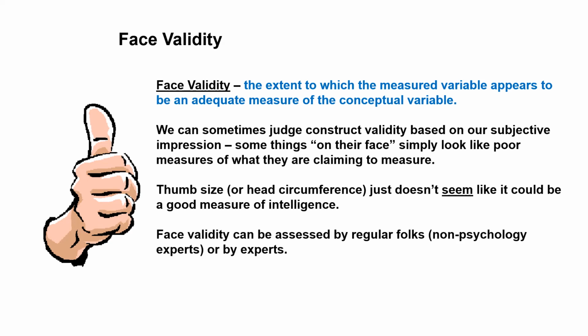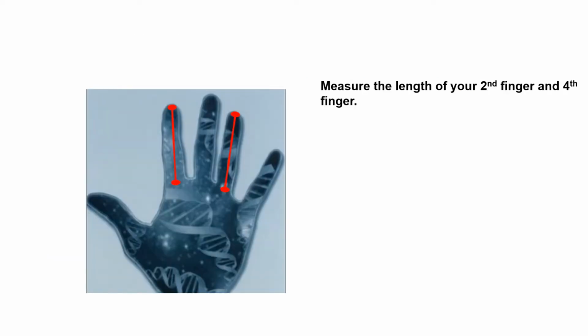So thumb size or head circumference just doesn't seem like it could be a good measure of intelligence. Face validity can be assessed by regular folks, non-psychology experts, or even by experts. Experts use face validity. The point is face validity by itself is not scientific. Face validity is just trying to get us in the right direction. Let's use an example. There's what's called the 2D4D ratio. That is the length of your second digit as it compares to your fourth digit.